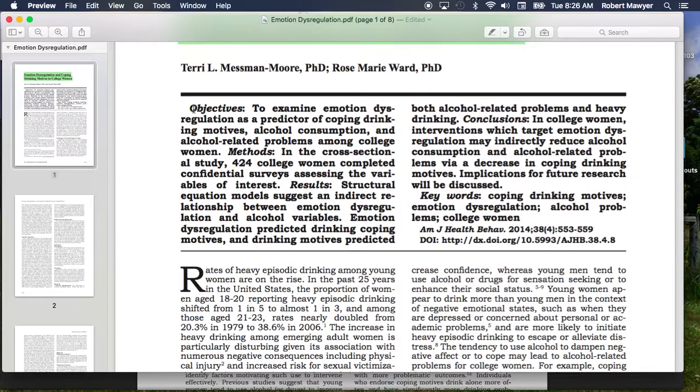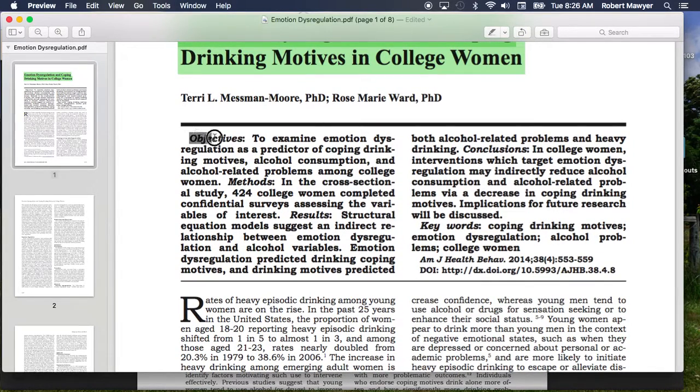So the first thing, as it says right here, that we're going to be on the lookout for in an abstract is going to be the objectives of the study or the purpose of the study, what the authors were trying to set out to do. So here it says pretty clearly that their purpose in this was to examine emotion dysregulation as a predictor of coping drinking motives, alcohol consumption, and alcohol-related problems among college women.